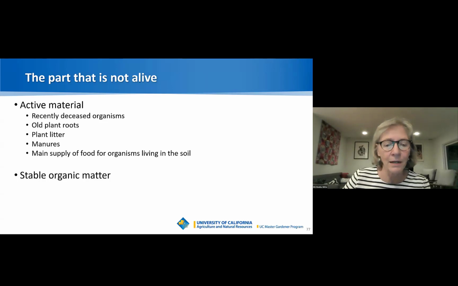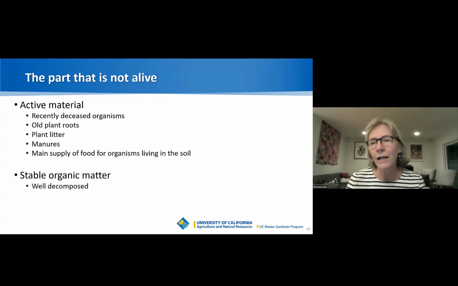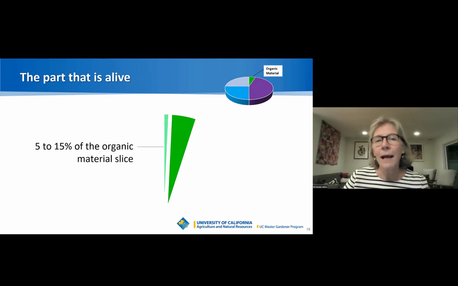We refer to this sometimes as humus, and this is well decomposed. It's very stable. It's still decomposing, but it's very slow. And what about the portion of that organic material piece of the pie that is alive? Well, that's a sliver, as you can see here. It's between 5 and 15% of this green section of organic material. And it's tiny, but it plays a very large role in the health of plants.